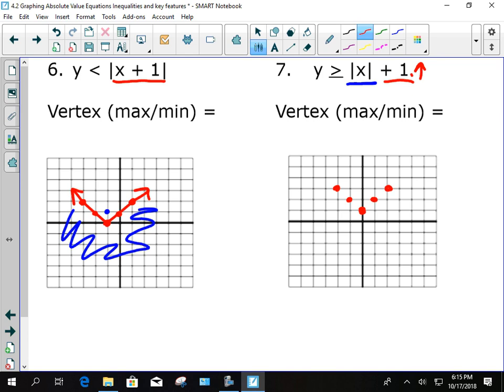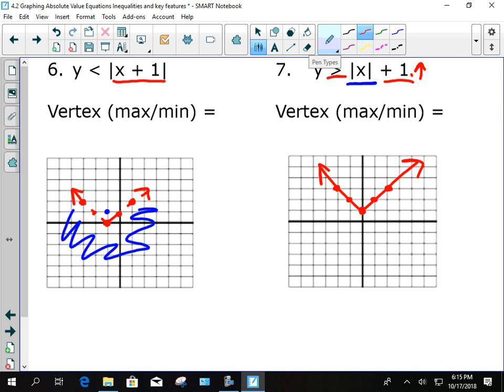Oh, there's something I forgot over here. See how that's or equal to? That means my lines are solid. This one is not or equal to. What does that mean? That means my lines are dashed. So I have to make these lines dashed. All right? Now that's something you should have remembered, and I didn't, so there you go.